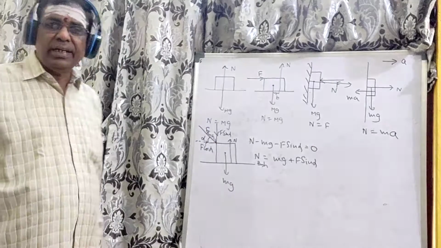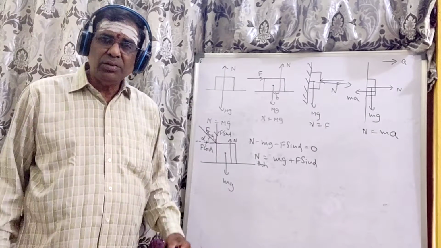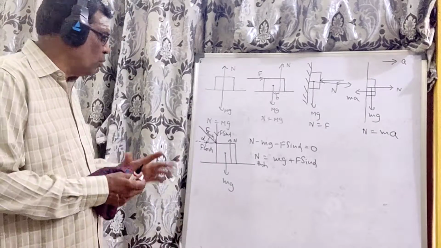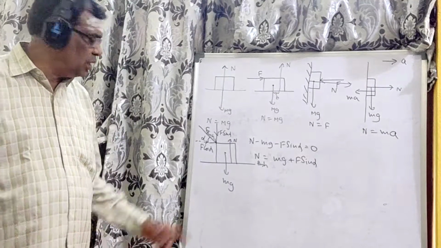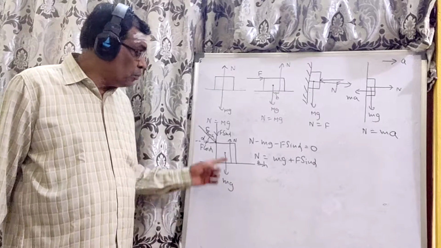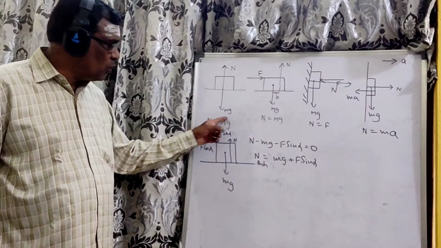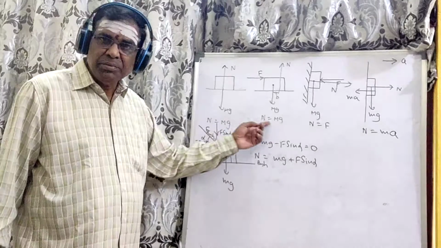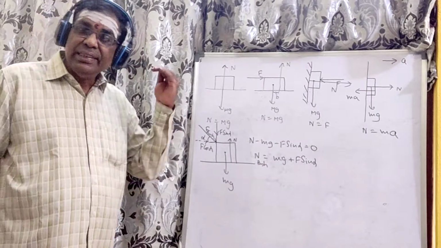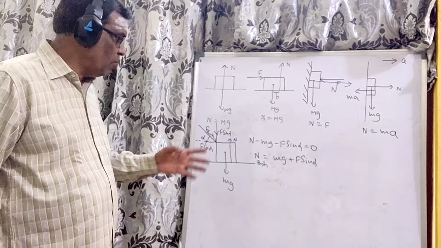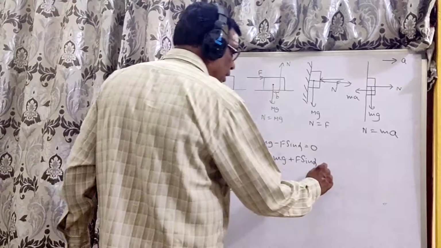Now we are entering a very important sector. Same horizontal force, no complications. Only thing is I'm pushing the body at an angle with the horizontal, and when you push it, you see the normal force, what could have been mg, is now increased to mg plus F sin alpha. Very important, remember.